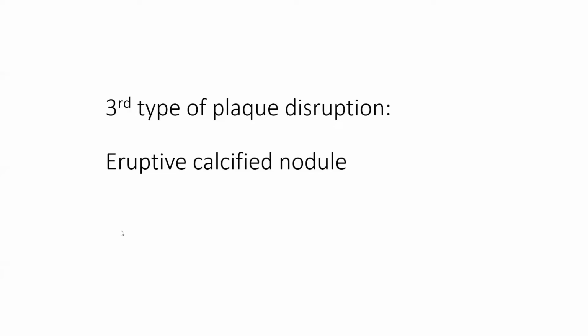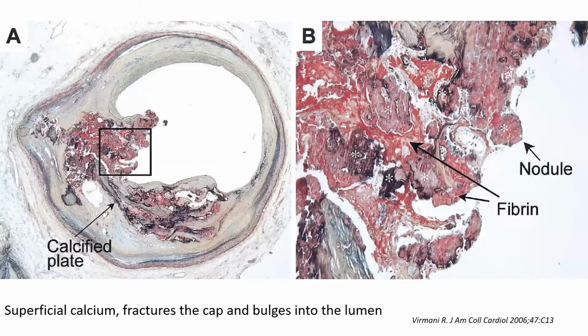The third type of plaque disruption, so I mentioned plaque erosion and plaque rupture. The third type is what we call eruptive calcific or calcified nodule. I described it earlier. So this is a superficial calcium. This is the calcium in this slide, the red and multicolor thing here. So superficial calcium that fractures the cap. This is the cap. The superficial calcium fractures the cap and bulges into the lumen and attracts thrombus. There is often, but not always, a thrombus. This is what we call eruptive calcific nodule.